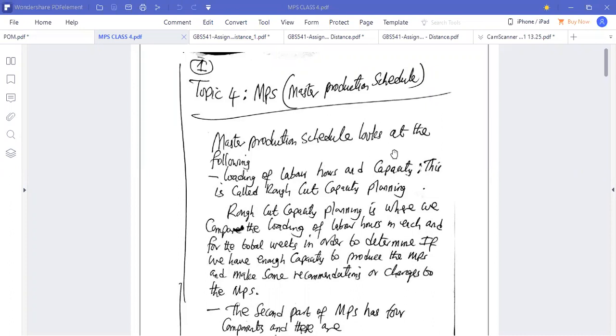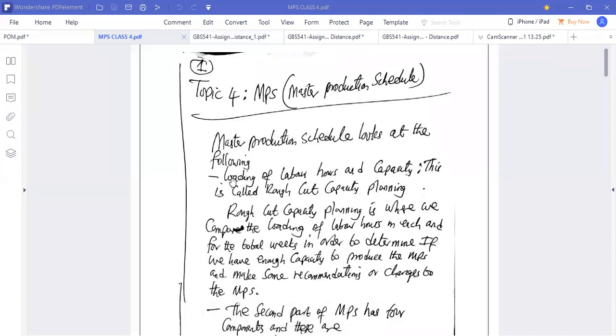So the master production schedule looks at the following. The first one is the loading of labor hours and the capacity. So what factors do we consider in production? Since we talk about labor, we have labor here and the capacity. So we look at the loading of hours and capacity.